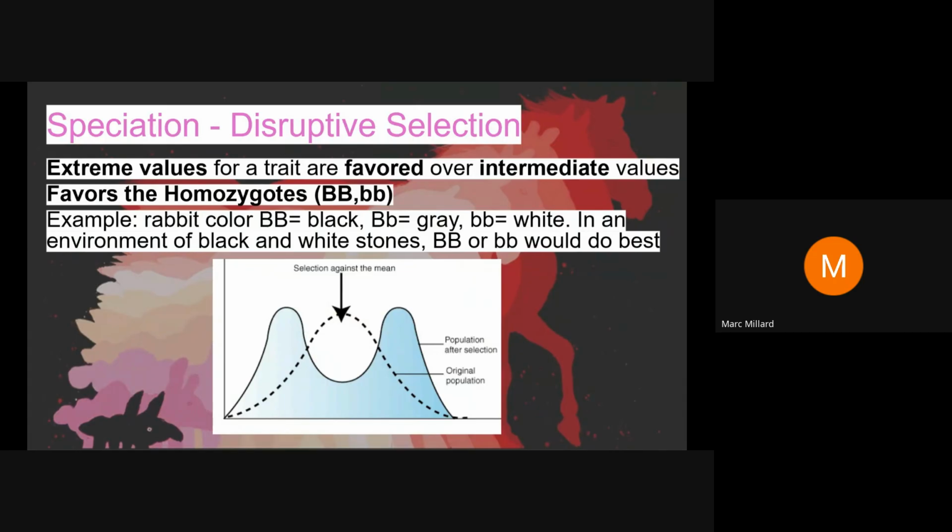In an environment that's made up of black and white stones, the black one and the white one are going to both blend in the best, but not the gray. So over time, those gray ones in the middle are going to just kind of go away. And we're going to end up with the majority of our rabbits being on the extreme ends of the spectrum, either black ones or white ones. And we don't get a lot of the mid-range. So that's disruptive selection. So it's disrupting it.